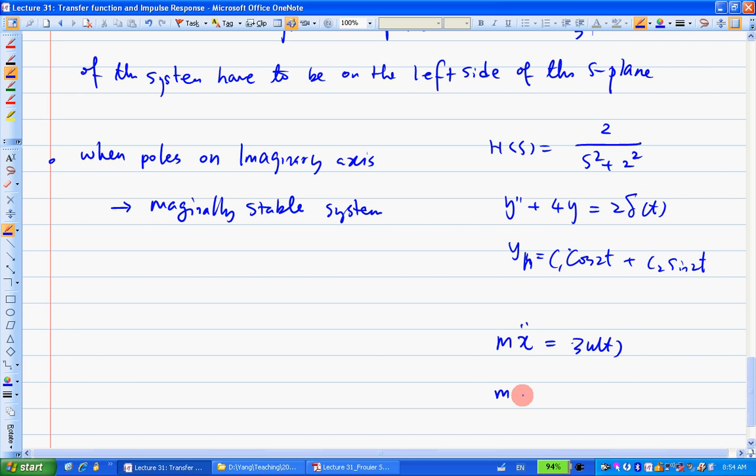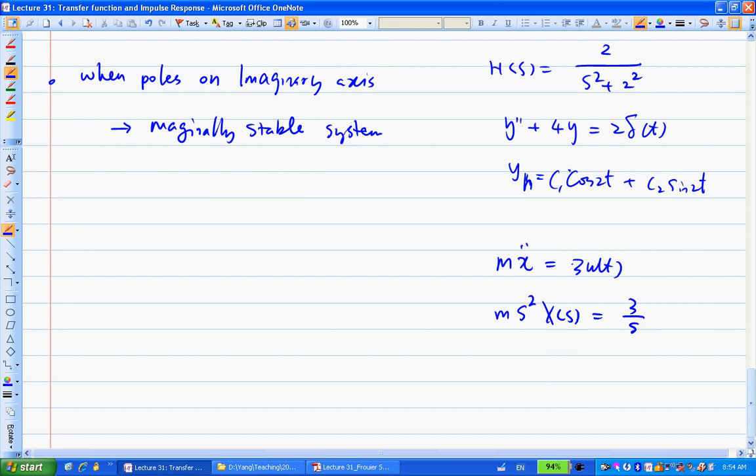It's going to be m s squared X of s equal to 3 over s. Let's consider initial conditions of 0. So X of s will simply equal 3 over s divided by s squared and divided by 1 over m. Let's say m is 1, so that term is gone. Basically, now you can see the solution here. If I only look at this 1 over s, which is basically a transfer function here, how many poles do I have?